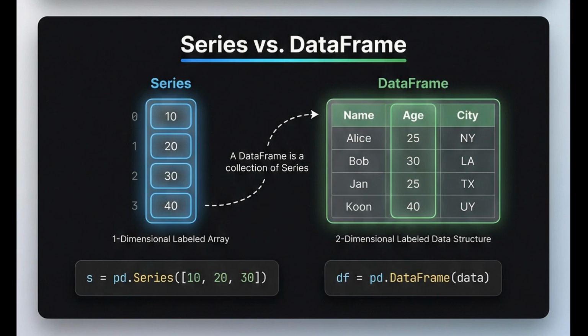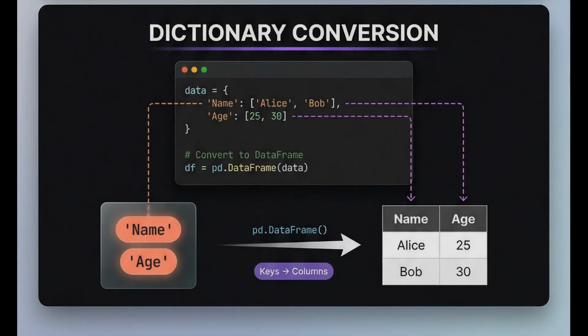Pandas relies on two core structures. A series is a one-dimensional labeled array, essentially a single column. A data frame is a two-dimensional table with rows and columns, acting as a collection of series sharing the same index. Create data frames easily from Python dictionaries. Keys become column names, and values become data. Indices are automatically generated starting from 0, or you can specify your own custom index.